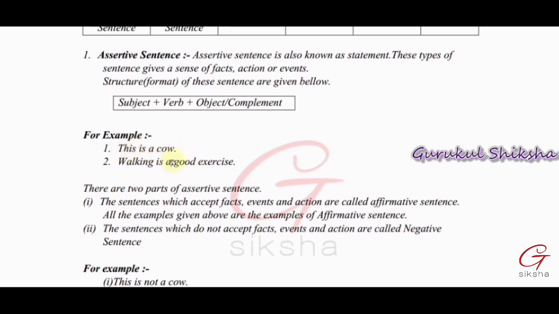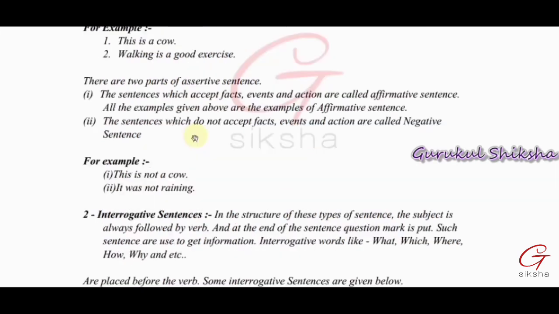This is a cow. That means we are talking about a particular animal, that is a cow. Walking is a good exercise. There is a line, some words come together and form a line. We can call this a sentence, and this line is an assertive type of sentence. Now there are two types of assertive sentences: affirmative sentences and negative sentences.